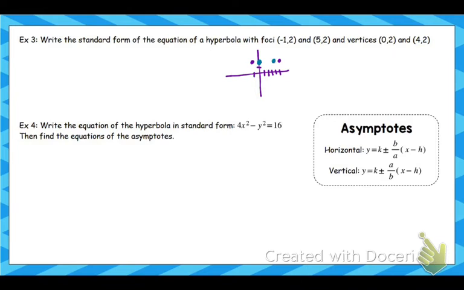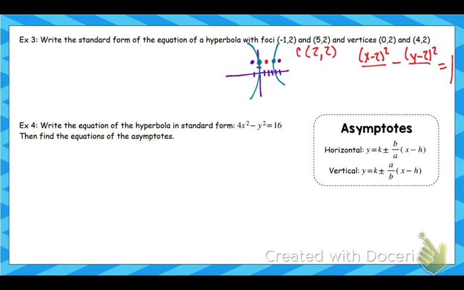All right, so this gives us a lot of information. It tells us, first of all, this is going to open left and right, because of where our vertices and our foci are. We also can find the center because the center is going to be in the middle of all those things. So in the middle of those, right there, that's going to give us a center of 2, 2. Because that's going to be that halfway point between both the foci and the vertices as well. It's halfway between all of them. Since it's going to open left and right, the x is going to come first. So x minus 2 squared, y minus 2 squared.